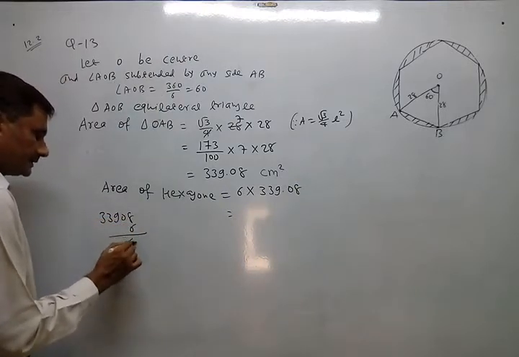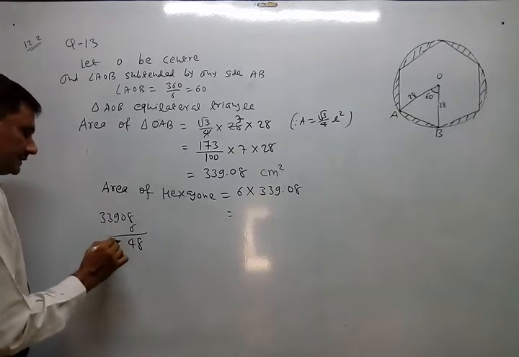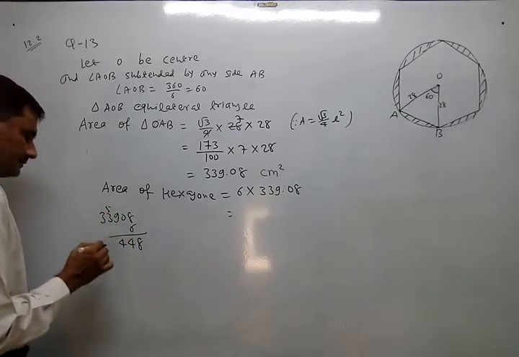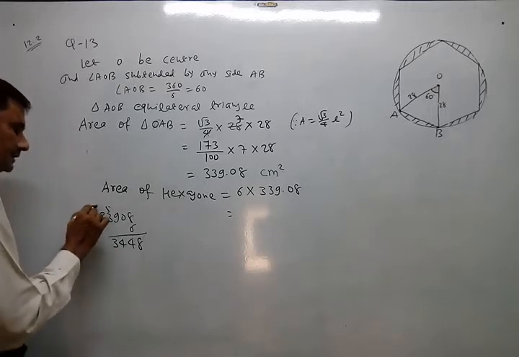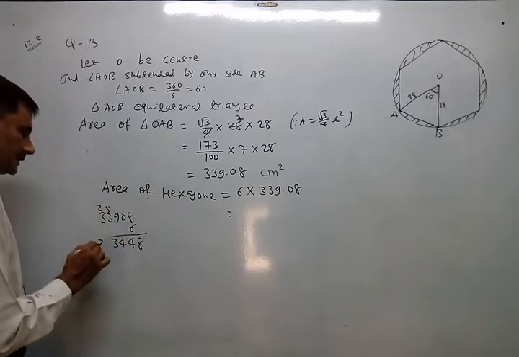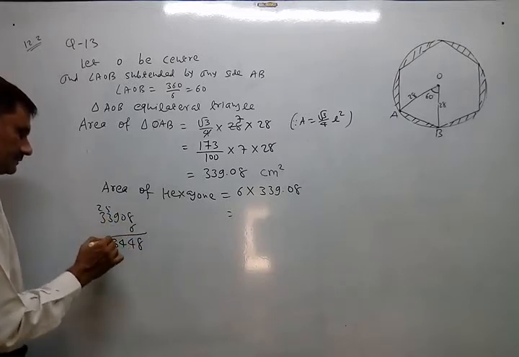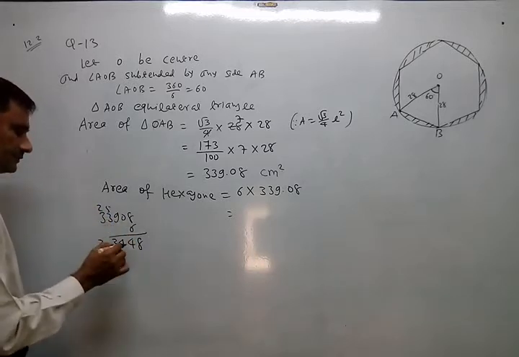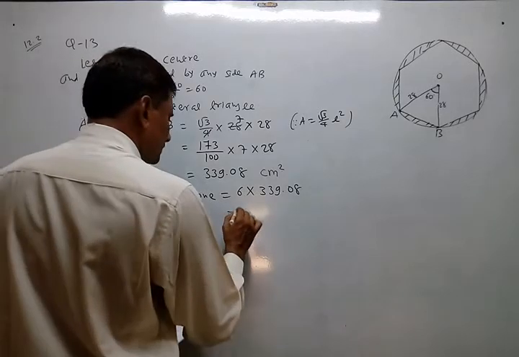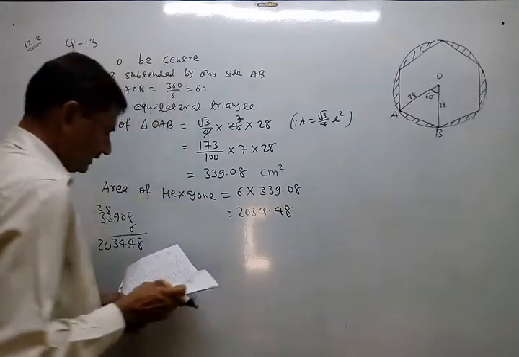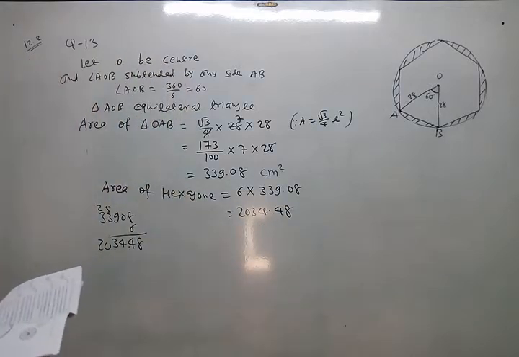339086: 8 sixes are 48, 9 sixes are 54, 5 sixes are 30, 3 sixes are 18, plus 2 is 20. So 2034.48. Okay, again we just verify it.